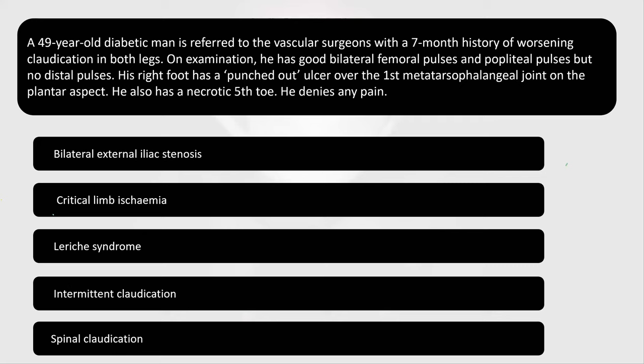Arterial is punched out. Punched out means it looks bitten out, and it is over the first metatarsus. This is a common location for an arterial ulcer. Because of ischemia, in most situations it can be painful. Neuropathic diabetic ulcer is non-painful because the microangiopathy happening in diabetes leads to affection of the arterial supply to the nerves, leading to less or no sensation.